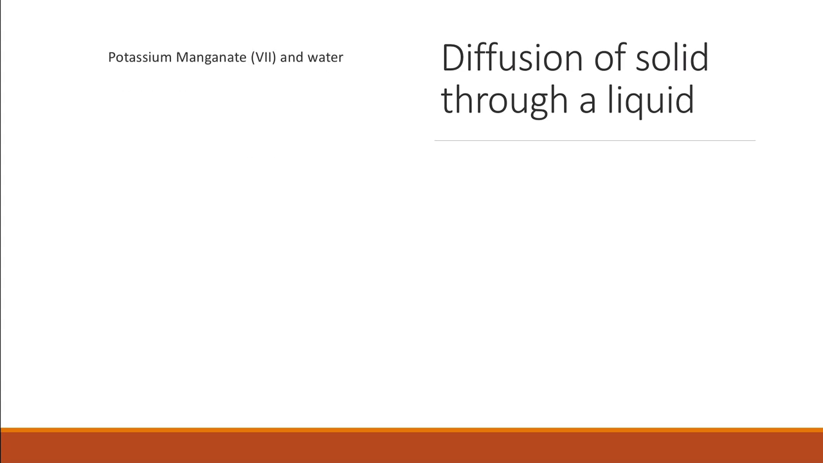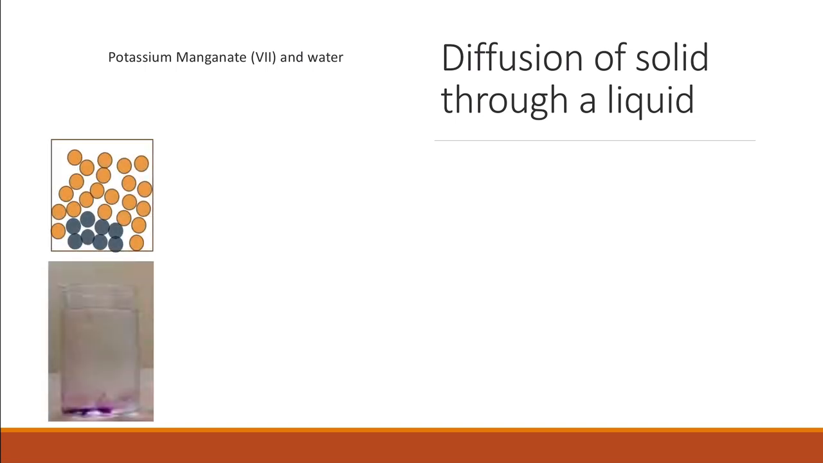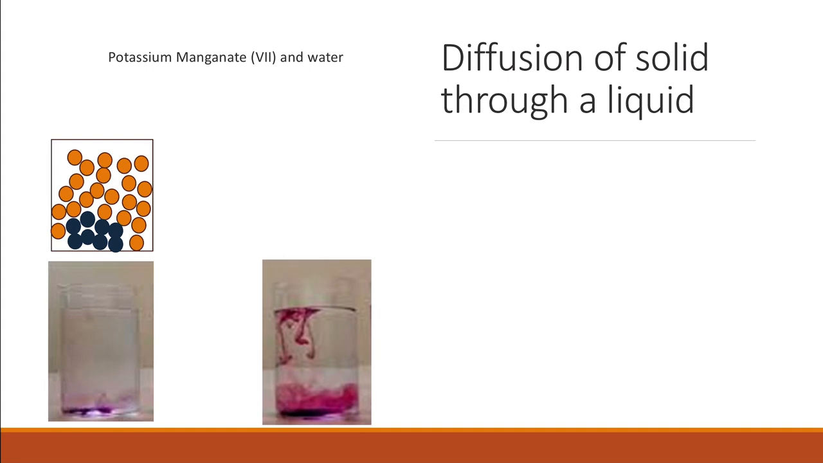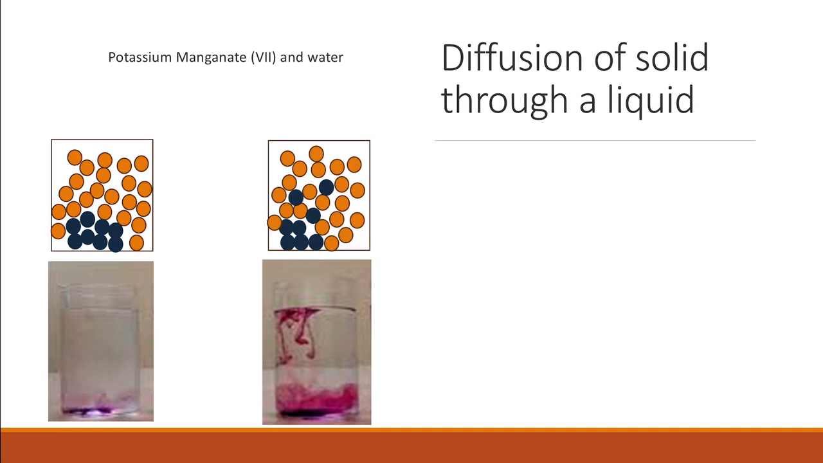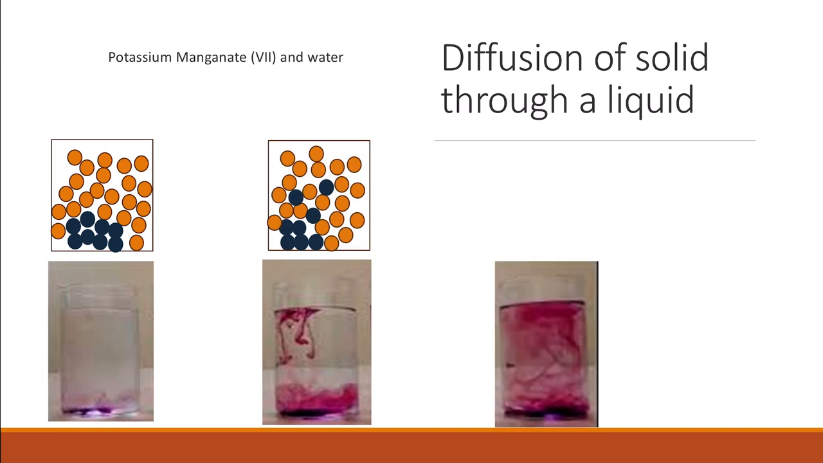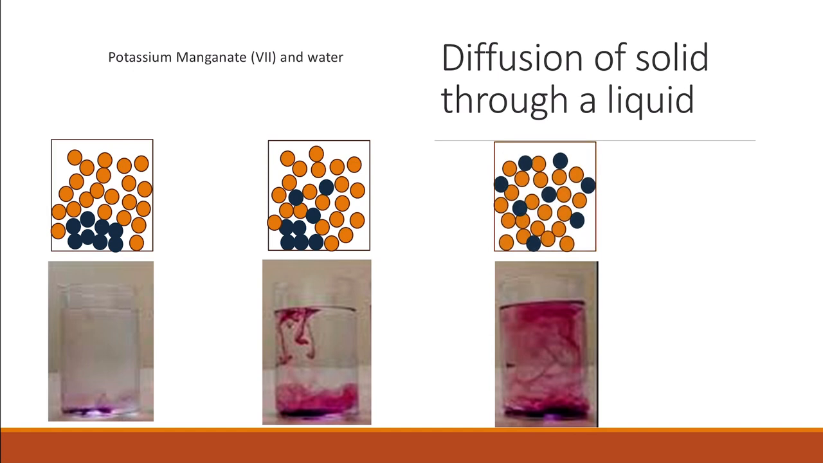An example of the diffusion of a solid through a liquid is the diffusion of the colored potassium manganate in water. When you add potassium manganate to water, you can see at the beginning the color is only at the bottom of the beaker, and then the potassium manganate, which is a solid, starts to diffuse through water, and the color starts to spread in the liquid. And then finally, after some time, when all the particles have diffused through the water, the whole solution starts to be colored.